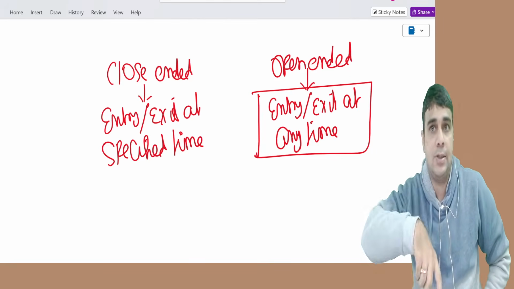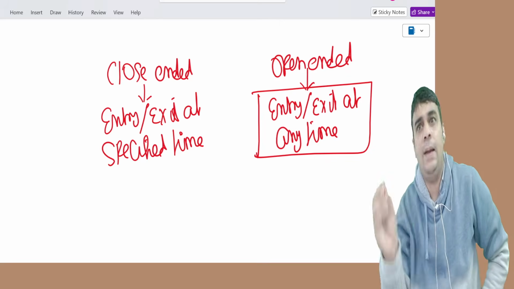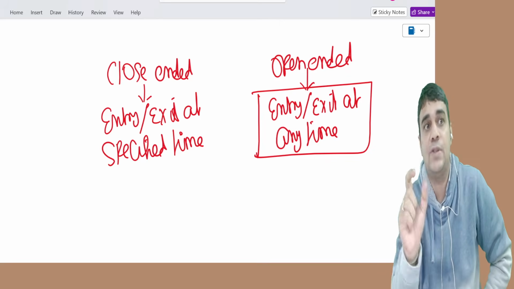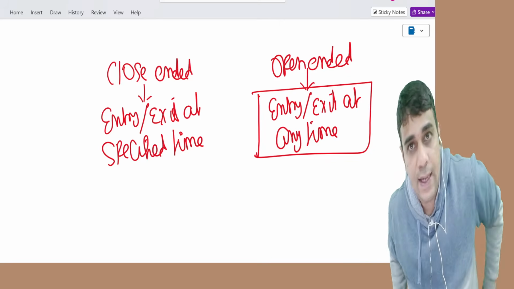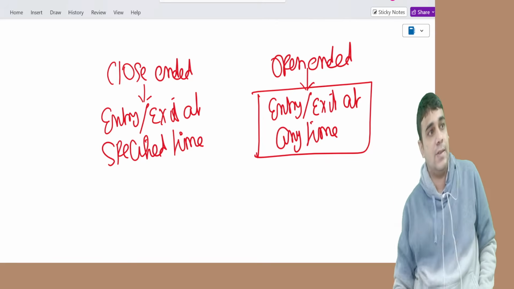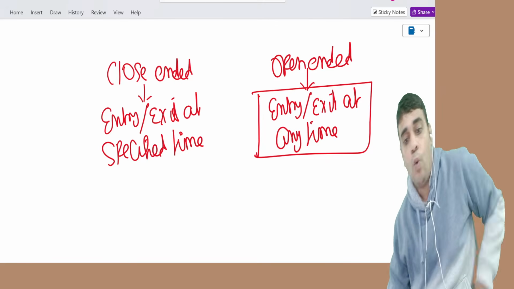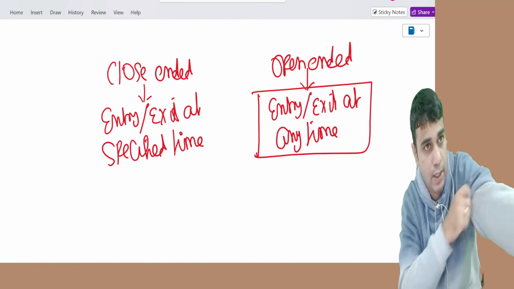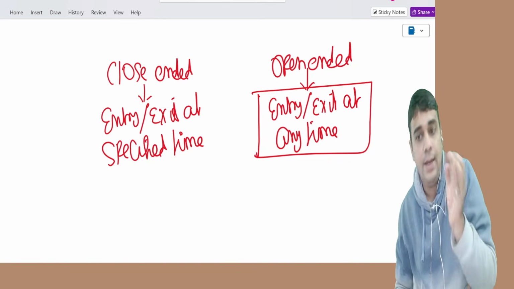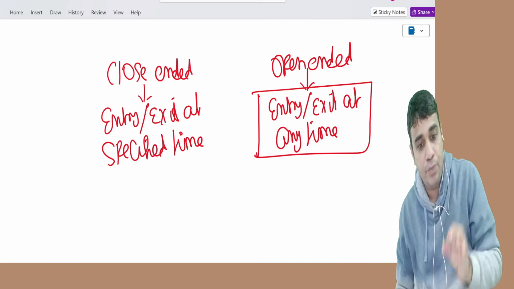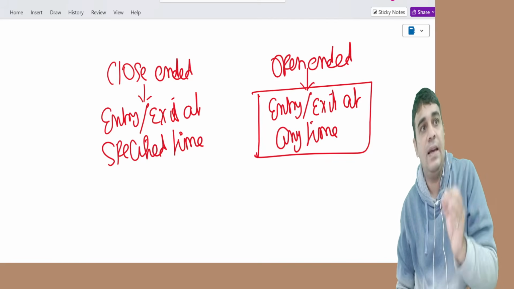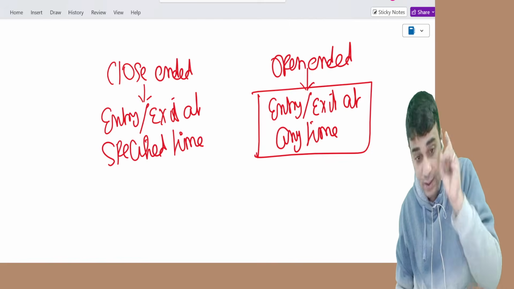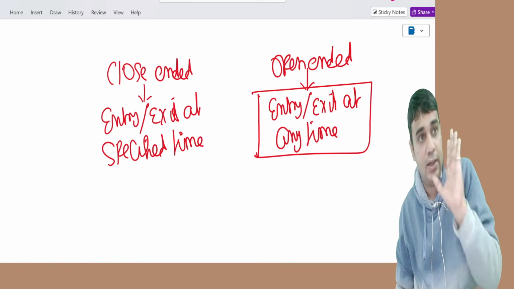Can this get tested? It got tested, not in the exam. In one MTP, they tested this in the form of an MCQ question in a case scenario, where they were asking what type of MF you can enter and exit at any time. Okay, so open ended: entry and exit at any time. Close ended: entry only once, and exit also, there are timings decided.